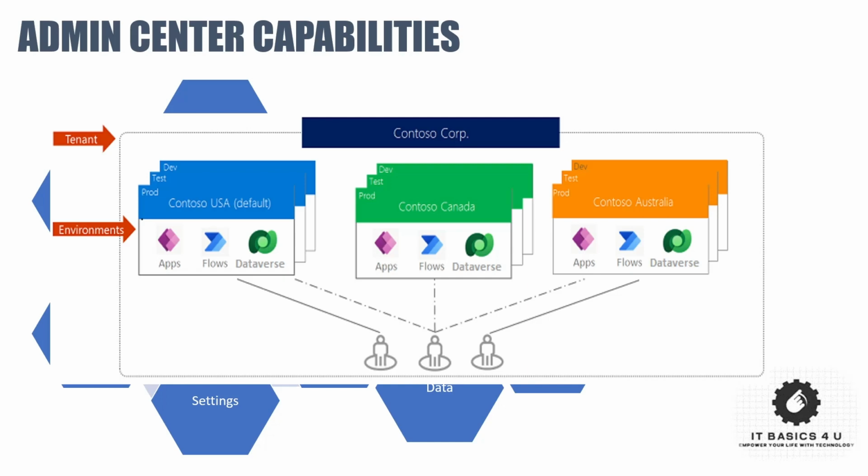So if you see, this organization has its operations in USA, it has its operations in Canada, it has its operations in Australia, and for each geography they have their own environment. So USA has its own environment, so does Canada and Australia. And within that environment, each has its own applications, flows, and data, which can be based on the license for that environment, available or not available.